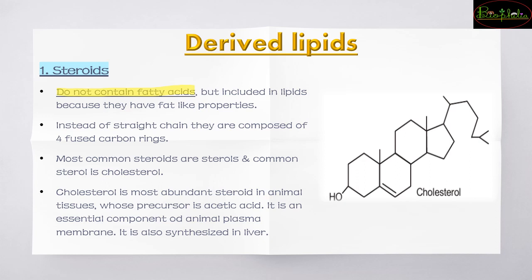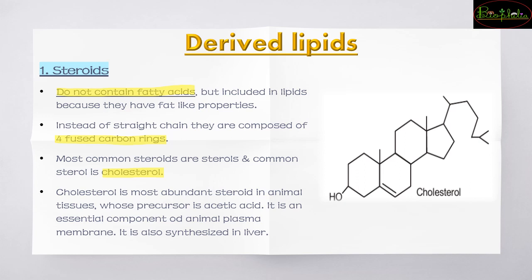So steroids जो होते हैं, these are going to have 4 fused carbon rings instead of a straight chain. अभी तक जो भी हमने lipids देखे, these were all in straight chain. But steroid is going to be having 4 fused carbon rings, and most common steroid is nothing but cholesterol. Cholesterol सबने नाम सुना है. Cholesterol is nothing but a lipid, but specifically it is a derived lipid, that is a steroid.